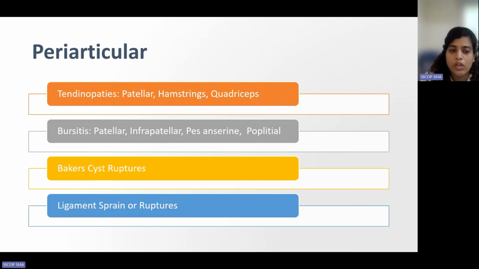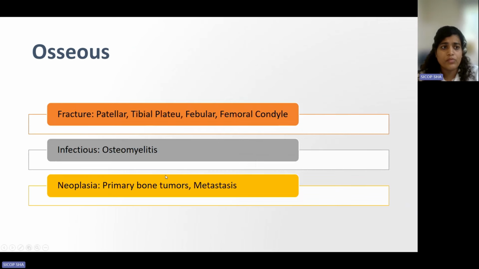Baker cyst in the posterior compartment of the knee is more common. So that also comes in periarticular structures and ligament sprain or ruptures.